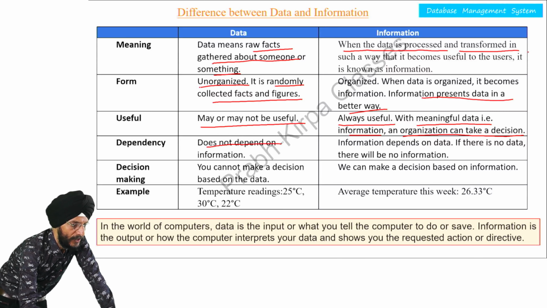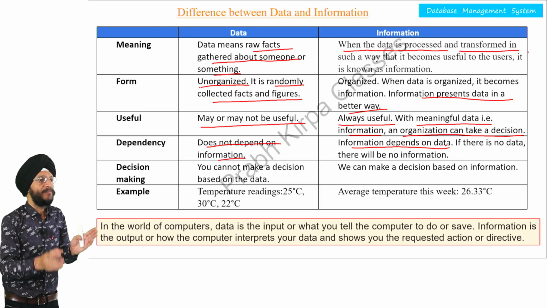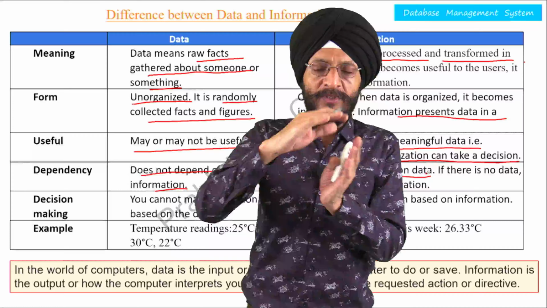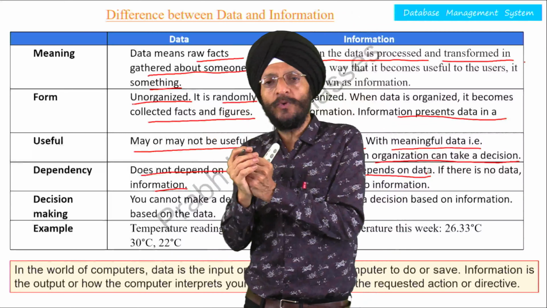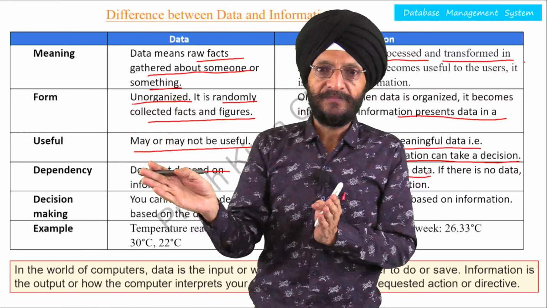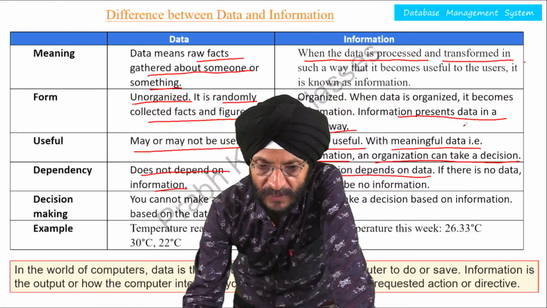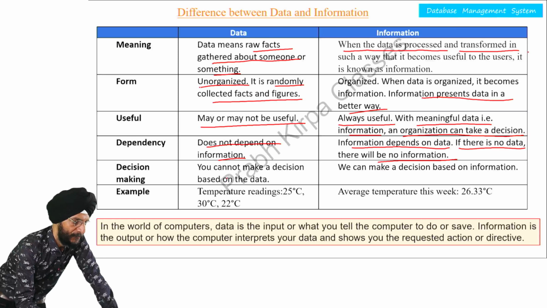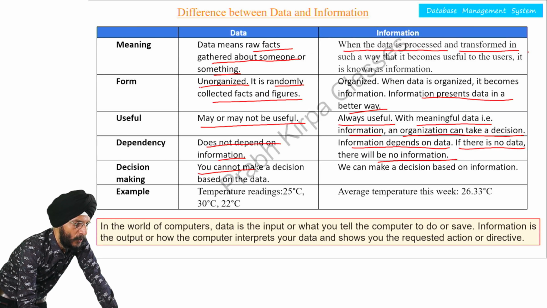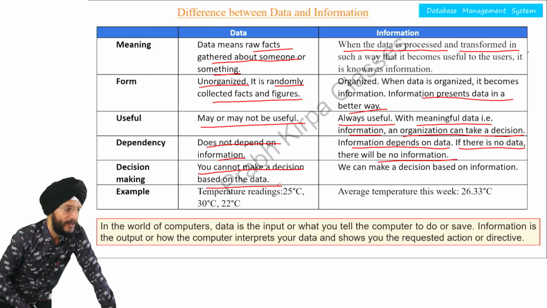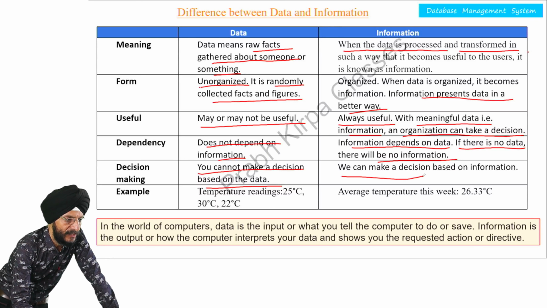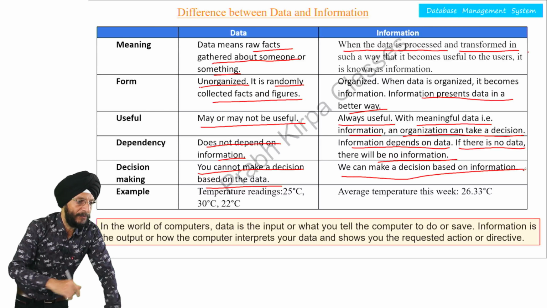Data does not depend on information, whereas information depends on data, because the information is based on the data. We process the data, we retain the useful data and discard the unuseful data. If there is no data, there will be no information. You cannot make a decision on the basis of data. On the other hand, we can make a decision on the basis of information.